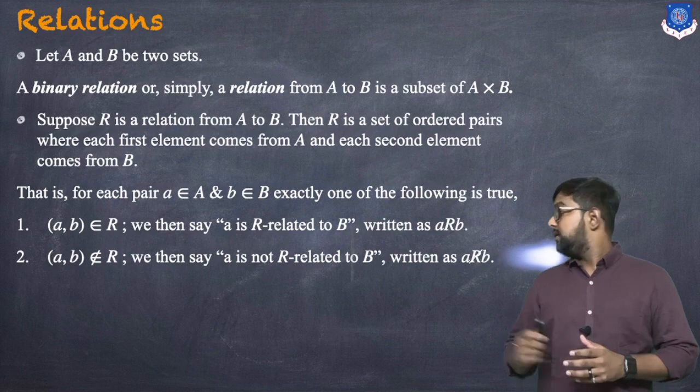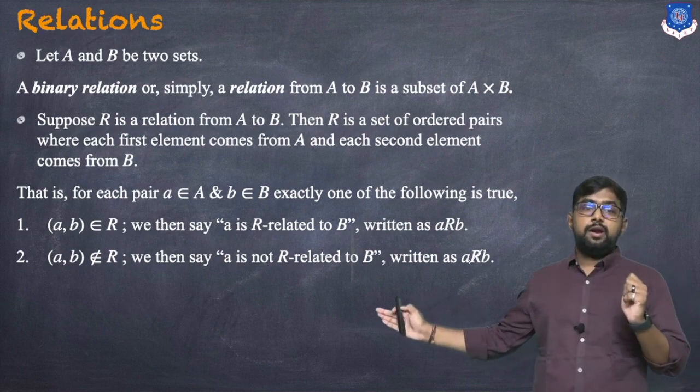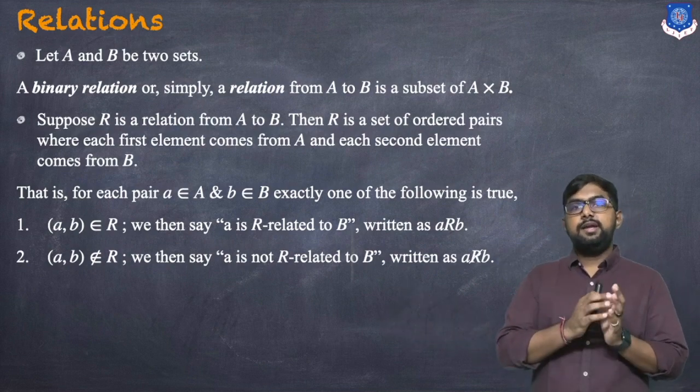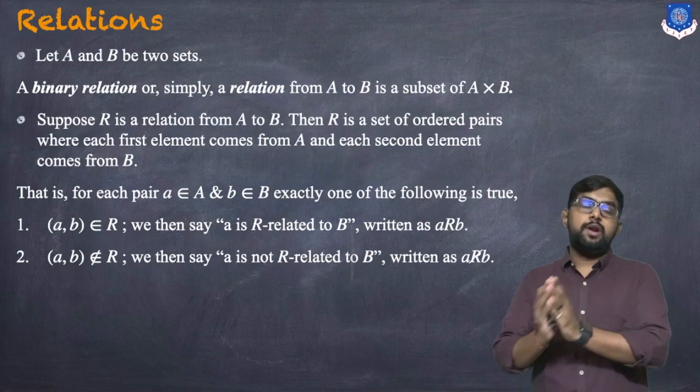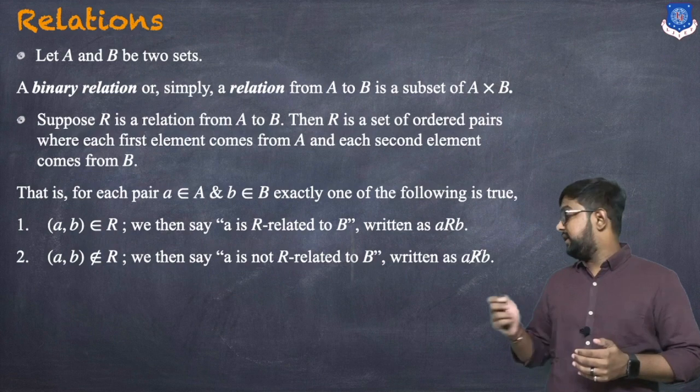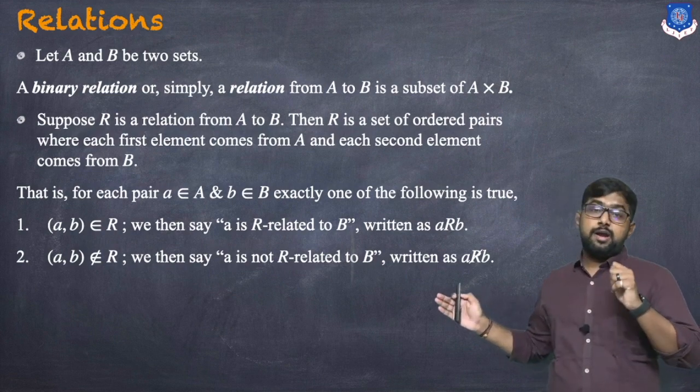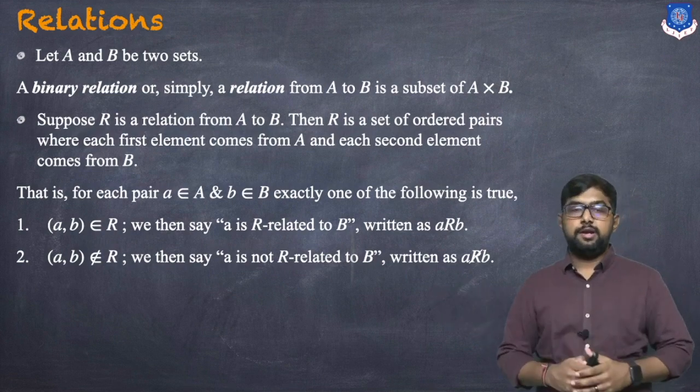Second, if (a, b) does not belong to R, then we simply say that a is not R-related to b, or in other words, a is simply not related to b, and it is written as a not-R b. That means a is not related to b.